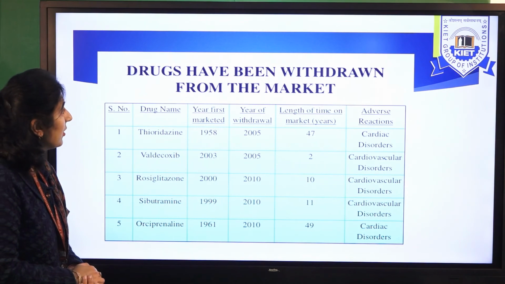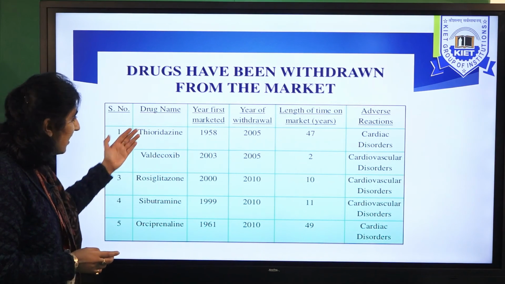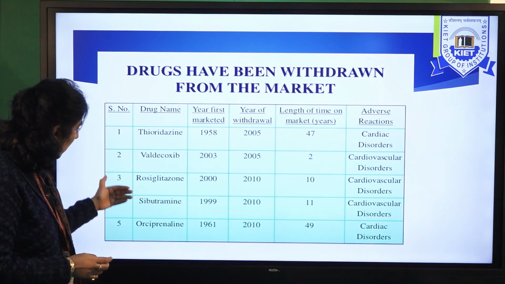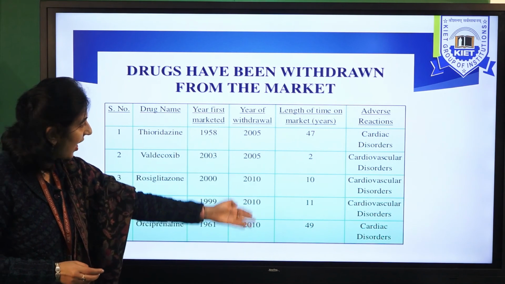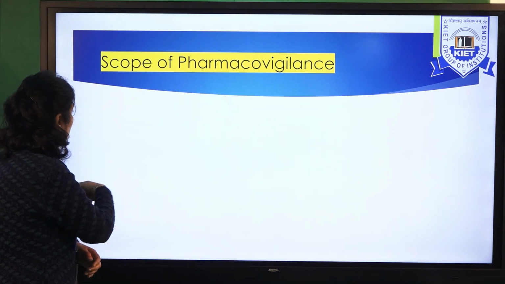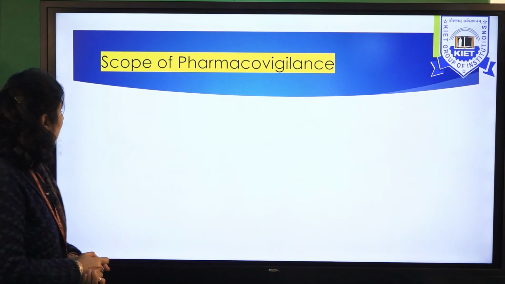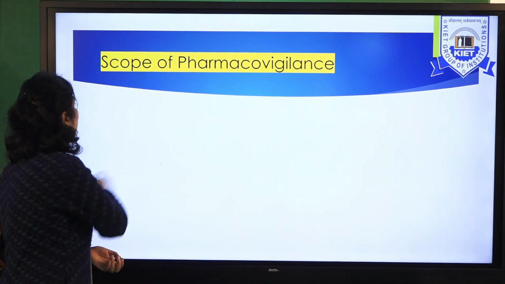So like this, a lot of drugs have been withdrawn from the market. Thioridazine, valdecoxib, rosiglitazone, sibutramine, oxyphenisatin, all of which you can see were withdrawn because of cardiovascular disorders. So students, this is my last slide of the presentation. So what is the scope of pharmacovigilance?